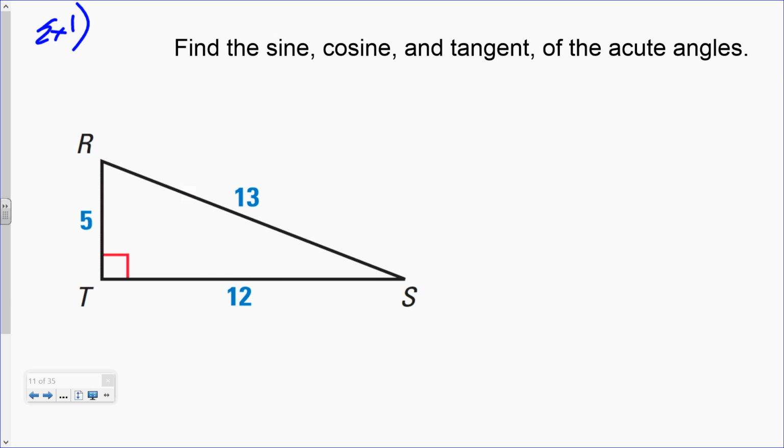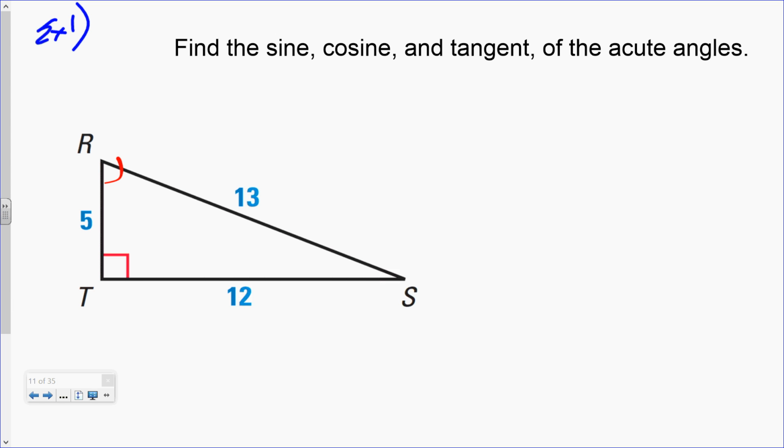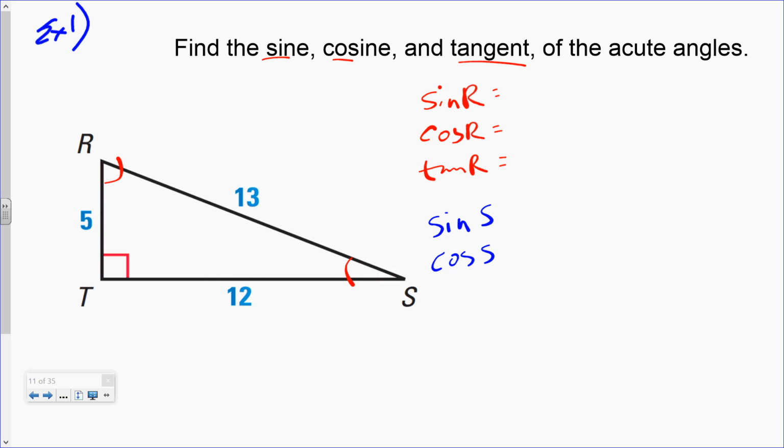Let's find the sine, cosine, and tangent of both acute angles. I'm going to go quickly here because I went slowly on the warm-up. So we have R, we have S. We're going to find the sine, cosine, and tangent of both. So sine of R, cosine R, tangent R. So far so good. Dodgers won, so I'm using blue now. Sine of S, cosine S, tangent of S.